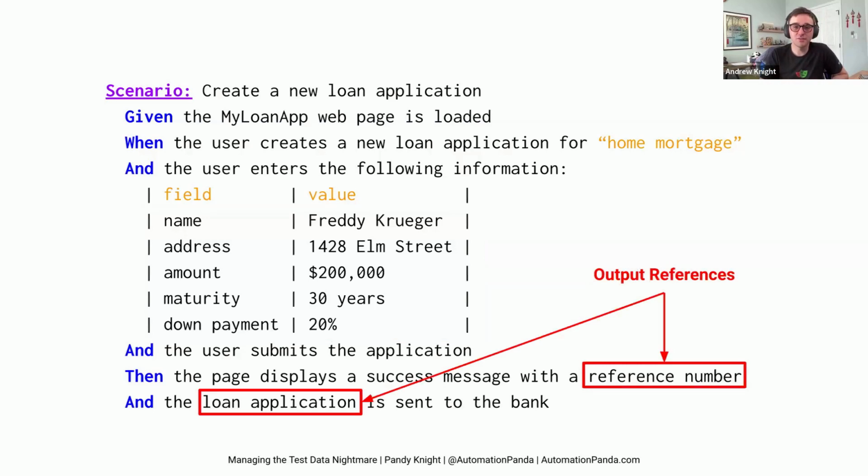The second kind of test case value is an output reference. These are values that are retrieved from the product under test. Typically, they are the outputs generated by exercising a behavior. In this example test, the reference number can be scraped from the success page and verified for correct format. The loan application can be retrieved from the web app's backend to verify that it was submitted correctly. These values cannot be literals because they originate from the product. Tests must refer to them by reference and retrieve their values from the product.